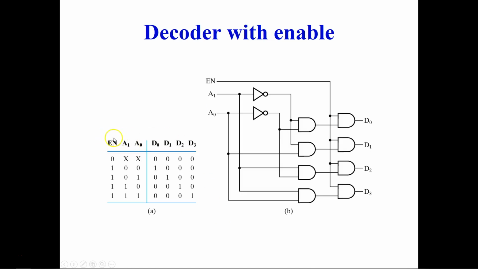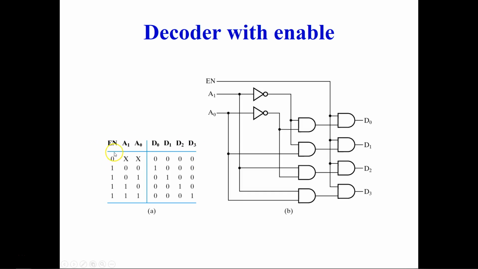So you see here we have this enable, another input which is going in here like this. This is the same circuit, except for the enable, the rest of the circuit is the same. The logic circuit is the same, and the truth table is also the same. Now what is the benefit of adding the enable?